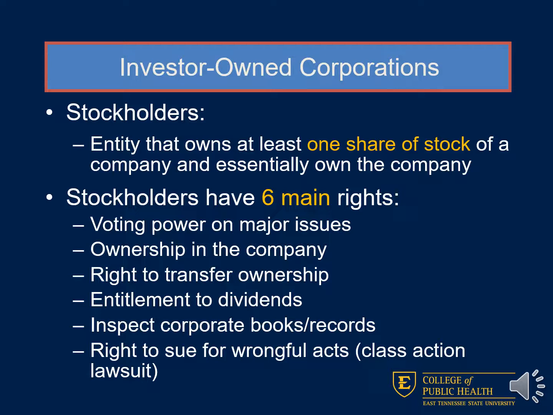Now, the next right for stockholders is the right to inspect the corporate books and records, just meaning that at any point in time, they can go in as a shareholder or stockholder for the organization and review the financial documents for that organization. And the sixth and last right is the right to sue for wrongful acts, and this usually takes the form of a shareholder class action lawsuit.